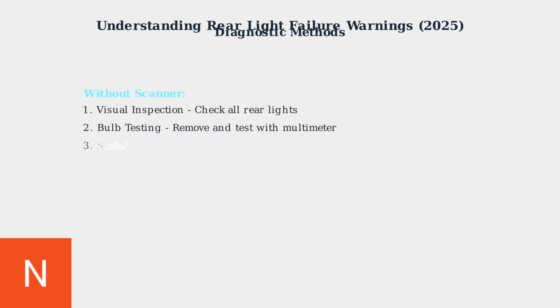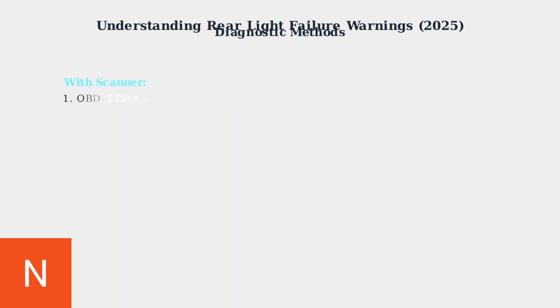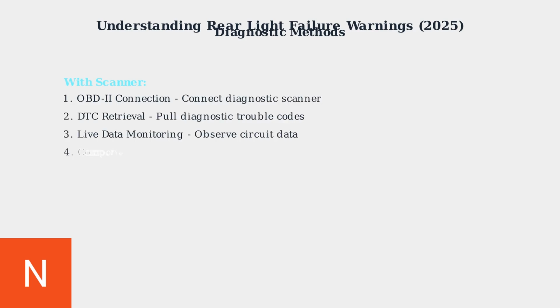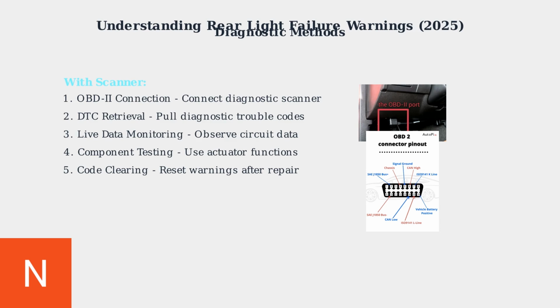You can diagnose rear light issues without a scanner using several methods: visual inspection of all lights, bulb testing with a multimeter, socket inspection for corrosion, fuse verification, and ground connection checks. With a diagnostic scanner, the process becomes more precise. Connect via the OBD2 port, retrieve specific diagnostic trouble codes, monitor live circuit data, test components using actuator functions, and clear codes after completing repairs.